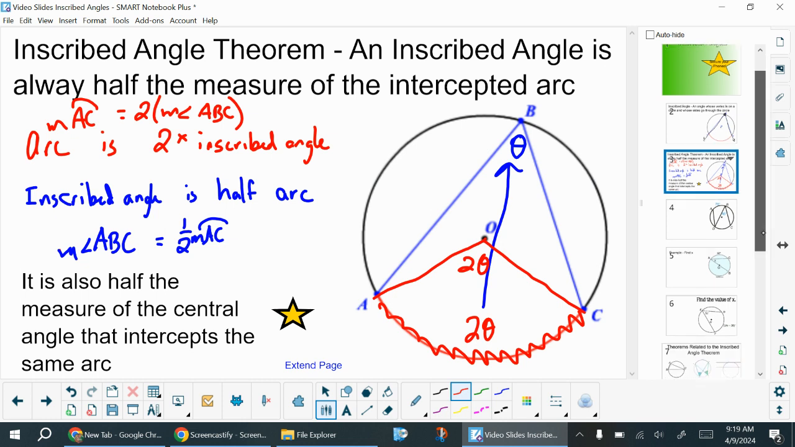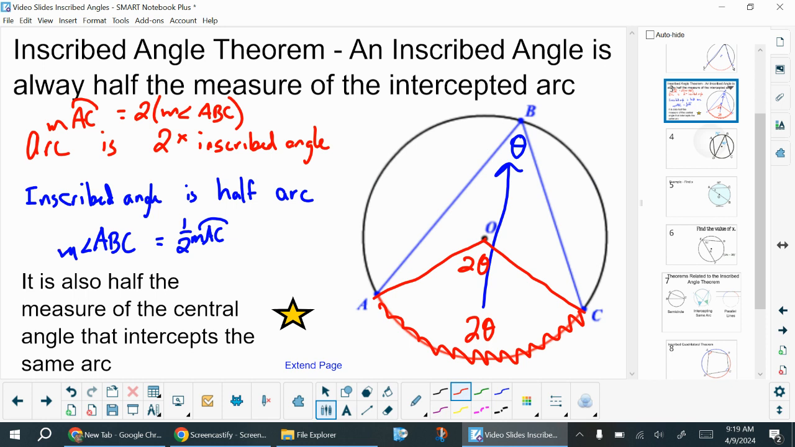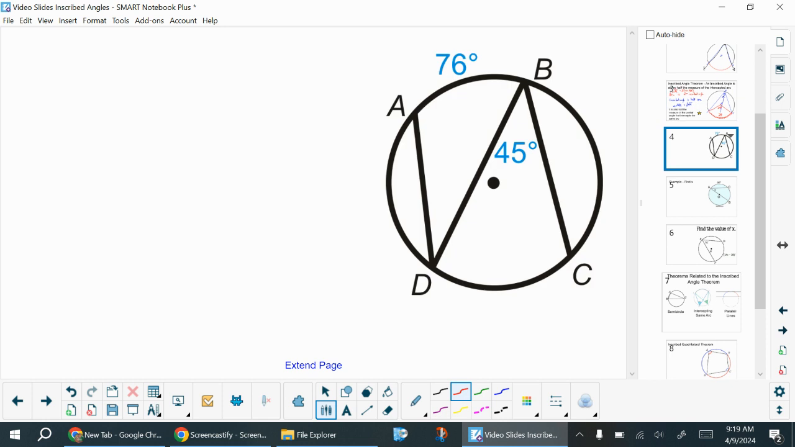So we're going to do a few examples here, and then we'll look at some specific cases. So on something like this, what I might be looking at is to find the measure of arc DC and the angle measure for angle ADB. And so if I'm looking for this arc, what I need to remember is the arc is always twice as big as the angle. So the inscribed angle is 45. That means my arc has to be twice that, which 45 times 2 is 90 degrees.